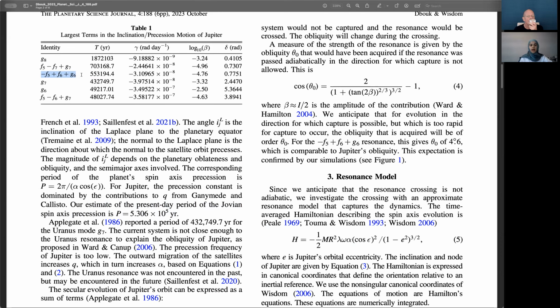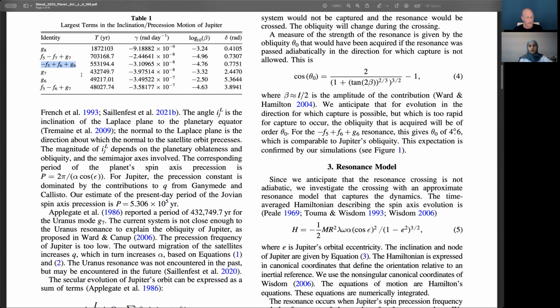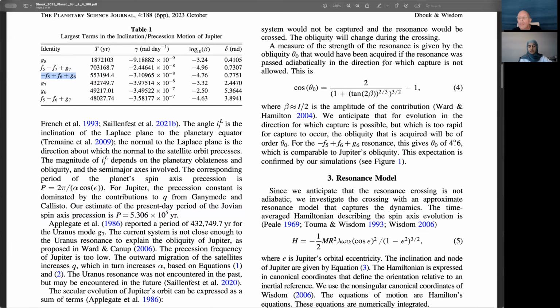To discuss how much of an excitation this resonance can cause to Jupiter's obliquity, we could look at equation 4. In equation 4, there is an expression from the literature that gives the excitation, or the increase in the obliquity theta, for a resonance that was passed adiabatically in the direction for which capture is not allowed. This is the case if alpha was a decreasing function of time, which is not what we have. We have an increasing function of time. However, it would still give us an approximate value of what's going to happen.